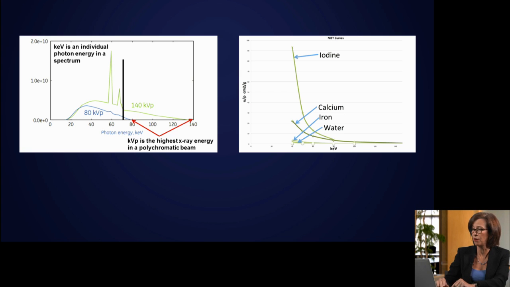So if you look at these curves from the National Institutes of Standards and Technology, you can see that for iodine at lower energies, there's a higher attenuation. And the difference between the low and high energy is very different for iodine compared to calcium. And if you think about it, on a regular CT, they're both bright. But with dual energy CT, we can tell the difference because of the difference in attenuation between the high and the low beams.